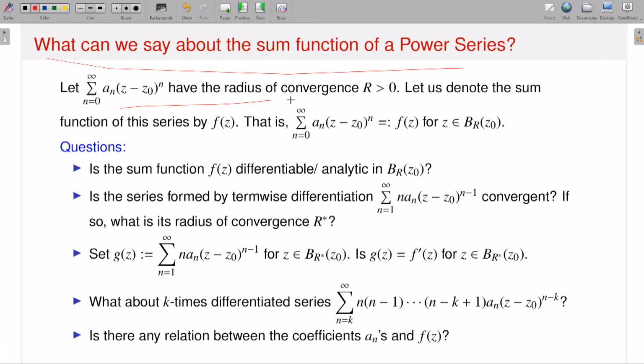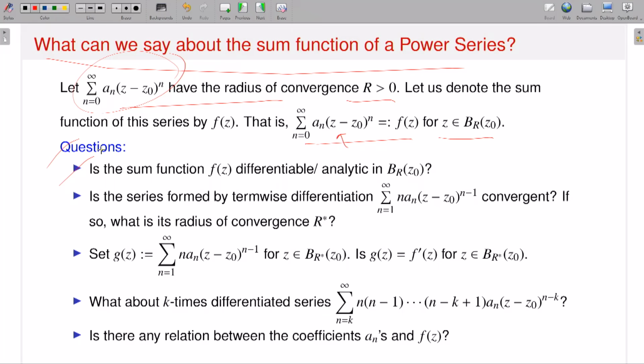Suppose you have a power series of the form sum over n of a_n (z minus z naught) to the power n, and suppose it has a radius of convergence r. If I denote the sum function f of z, which is sum over n from 0 to infinity of a_n (z minus z naught) to the power n, it is well defined, because for any z in B_r of z naught, that is the domain of convergence, the power series is absolutely convergent. That means it will give you a complex number, and that complex number I define as f of z.